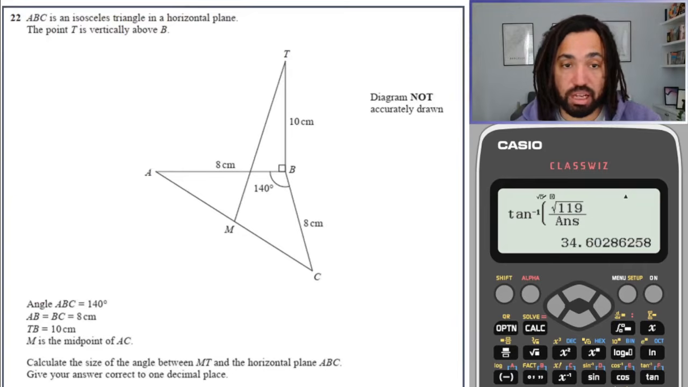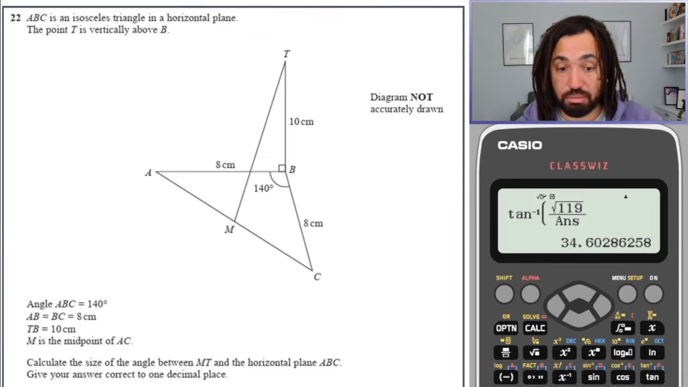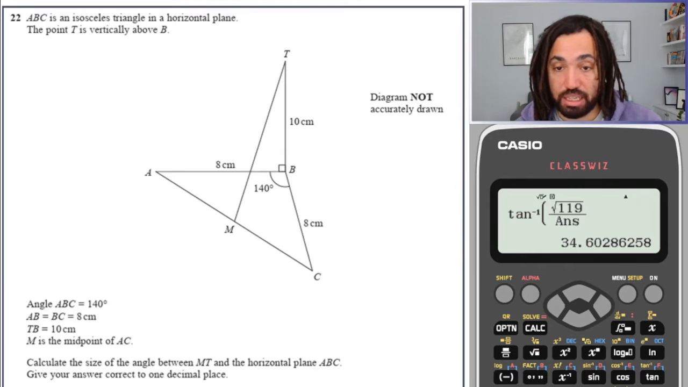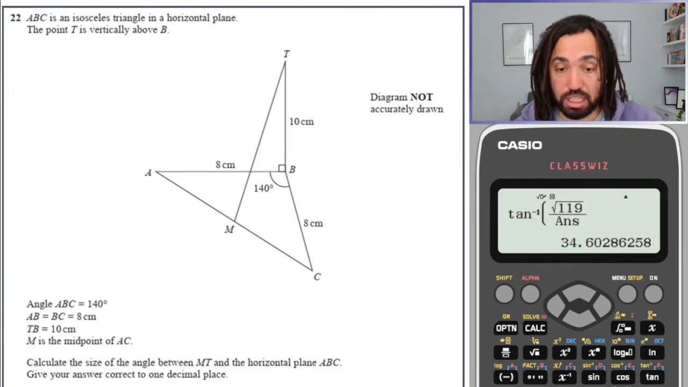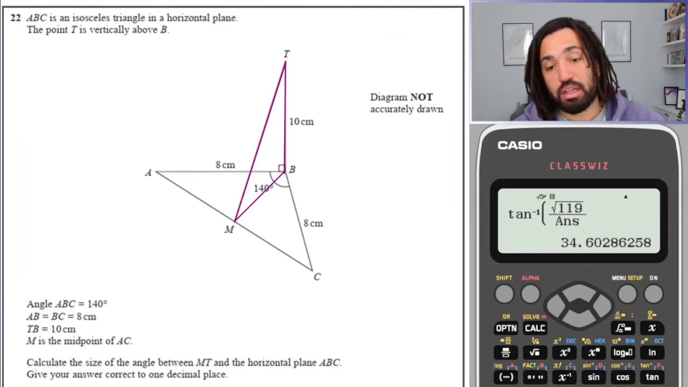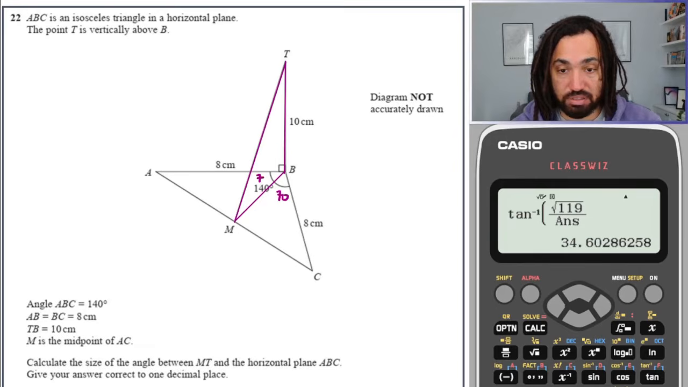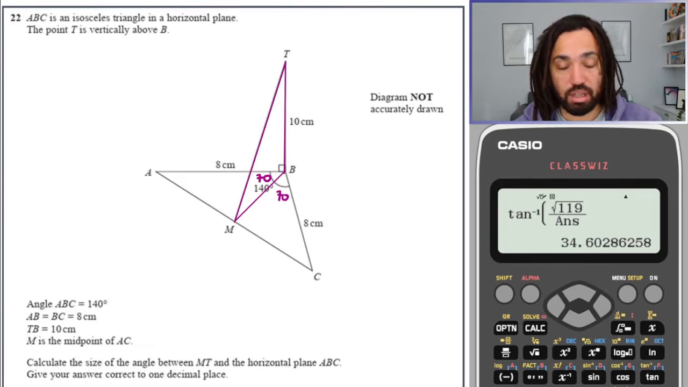Okay, next question, and we have an isosceles triangle in a horizontal plane, and T is vertically above B. Okay, great. M is the midpoint of AC, and it says calculate the size of the angle between MT and the horizontal plane. Okay, so we've already got MT drawn on, and we've already got the straight line coming down vertically, so all we need to do is just connect them up along the base, like so. Because M is the midpoint, it's going to split this angle in half, so we can write 70 on both sides.